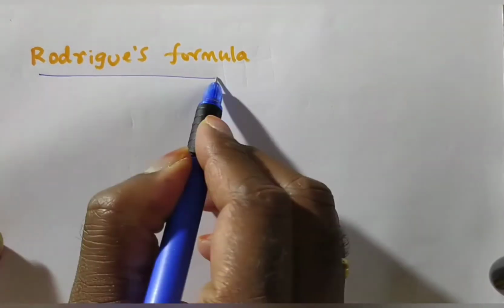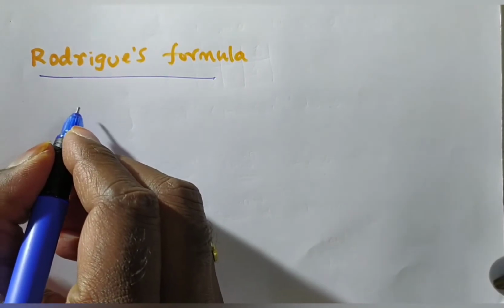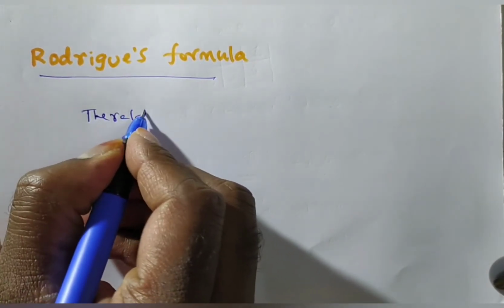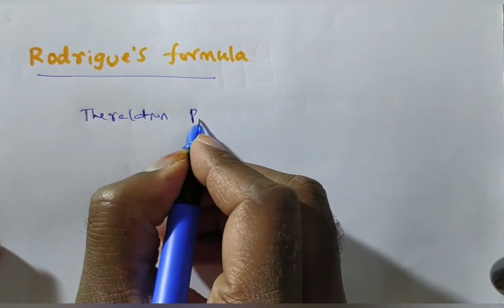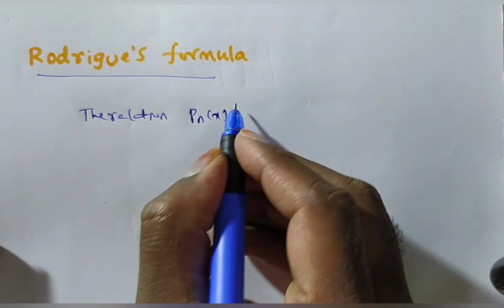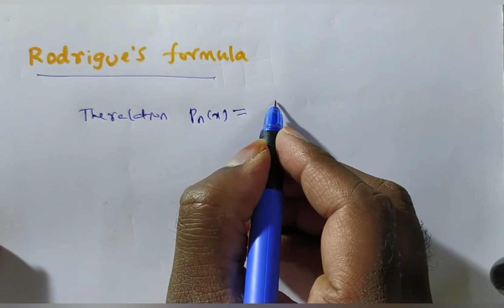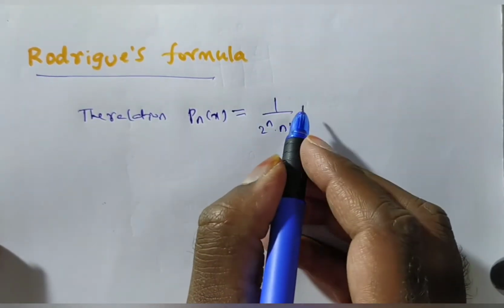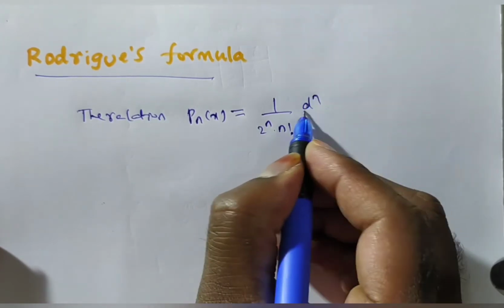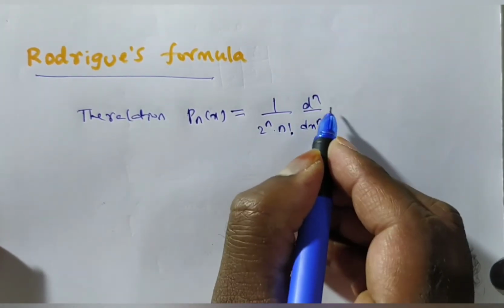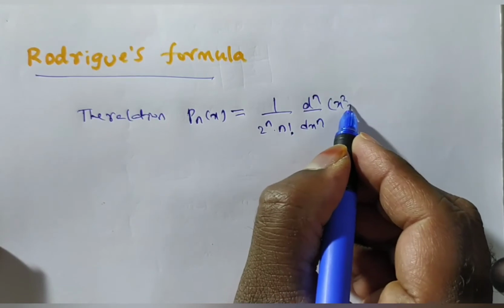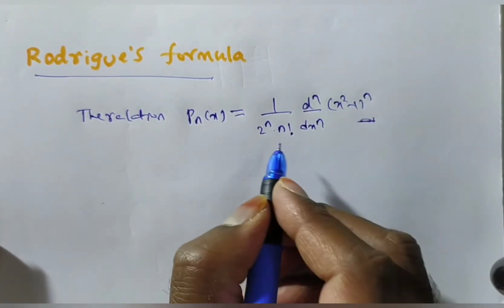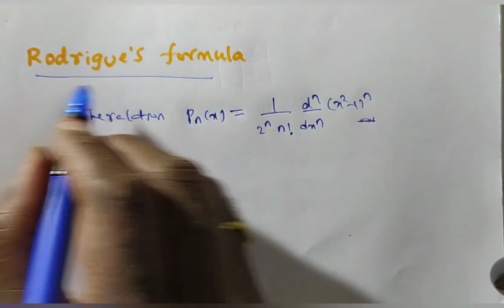Rodrigues formula. The statement of Rodrigues formula is the relation Pn of x is equal to 1 by 2 to the power of n into n factorial into d to the power of n by dx to the power of n of (x square minus 1) whole to the power of n, is known as Rodrigues formula.